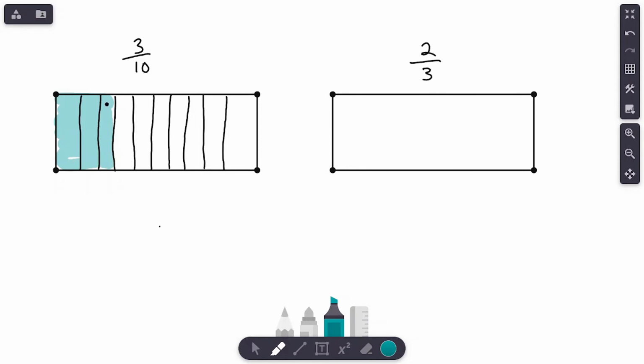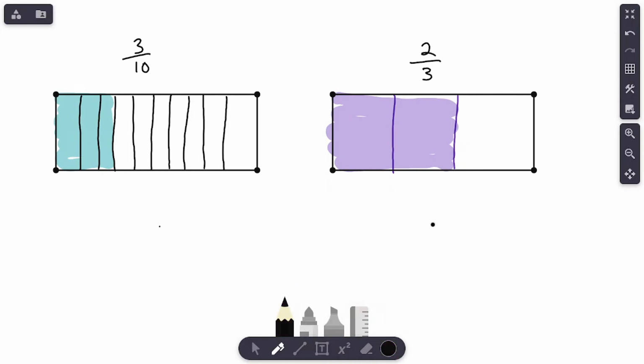There we go. And on the right model, let's go with purple. We need 2/3. So here's a third. And here's a third. 1/3, 2/3, 3/3. Color it in. There we go. All right, what are you noticing about these two fractions?